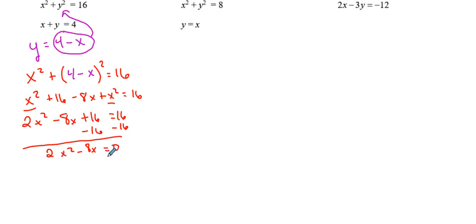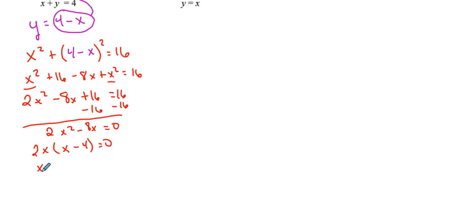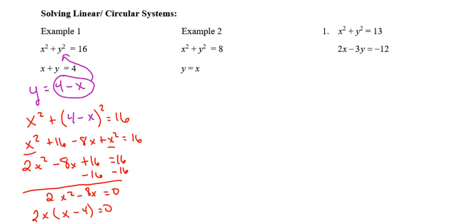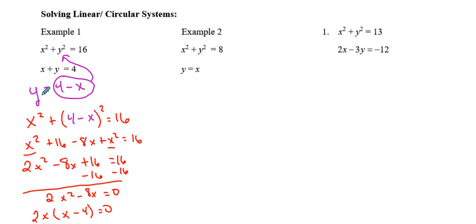So from here I can factor. I'm going to take a GCF of 2x out. That leaves me with x minus 4 equals 0. So I have x equals 0, and I have x equals 4. From that situation, I can go back up to this equation.